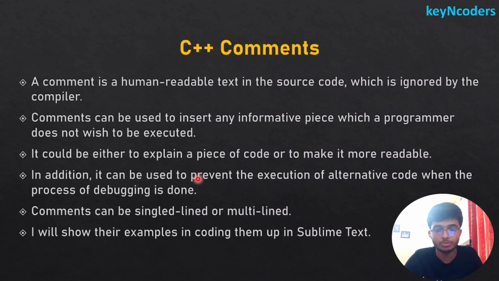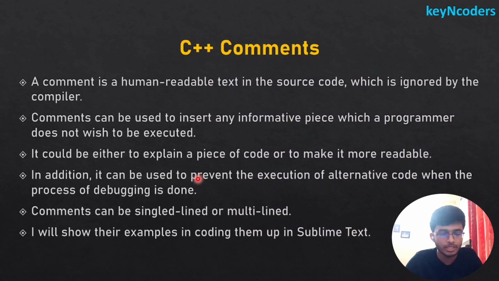In addition, it can be used to prevent the execution of alternative code when the process of debugging is done. If you know what debugging is, like you want to know the value of any variable or a function of any particular parameter that is passed into that function, then debugging is done. Debugging is very important to find the errors in your code. We will definitely encounter this in some future time, because no one is perfect. No one can write a perfect code in the first go or in multiple goes as well. It requires you to debug the code for sure.